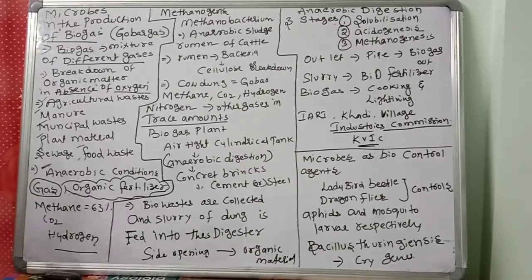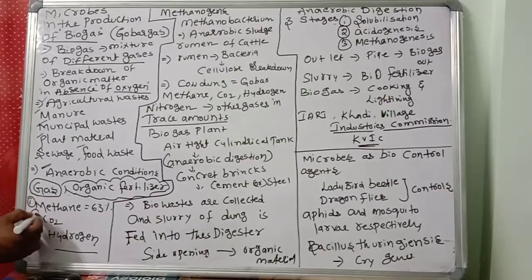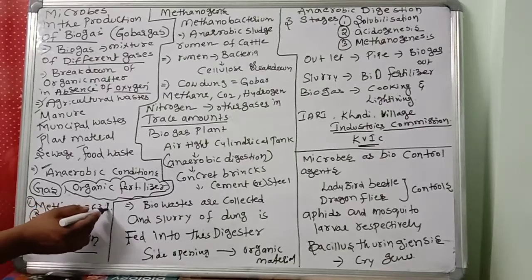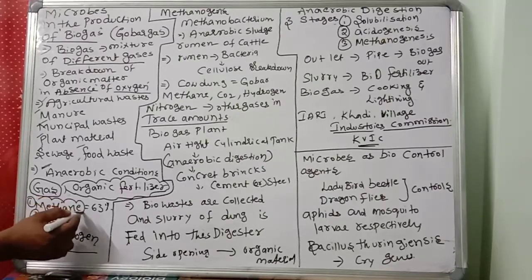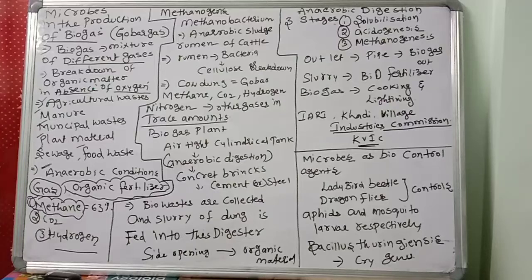So in the biogas, I said it is a mixture of gases, right? In the biogas there are three types of gases. What are the three types of gases? Number one, methane. It is present in the largest amount, and the remaining amount is carbon dioxide and hydrogen. Methane is the major component, that's why biogas is nothing but methane.